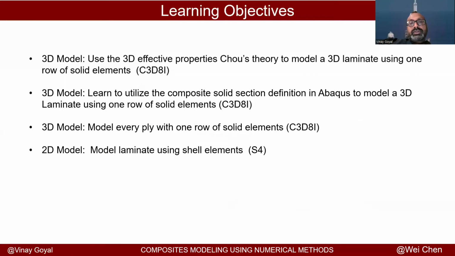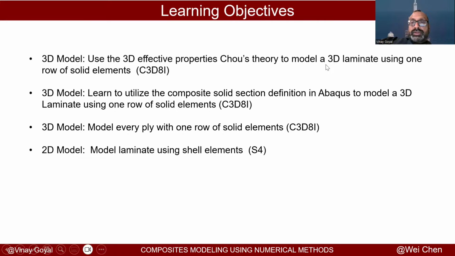So these are the learning objectives. We will use the 3D effective properties from Chou's theory. For Chou's theory, I'll put a description and a link, but I go through that theory in extensive detail. I had a former student that coded it up in Excel, and so we're going to use that Excel sheet to calculate these effective properties.